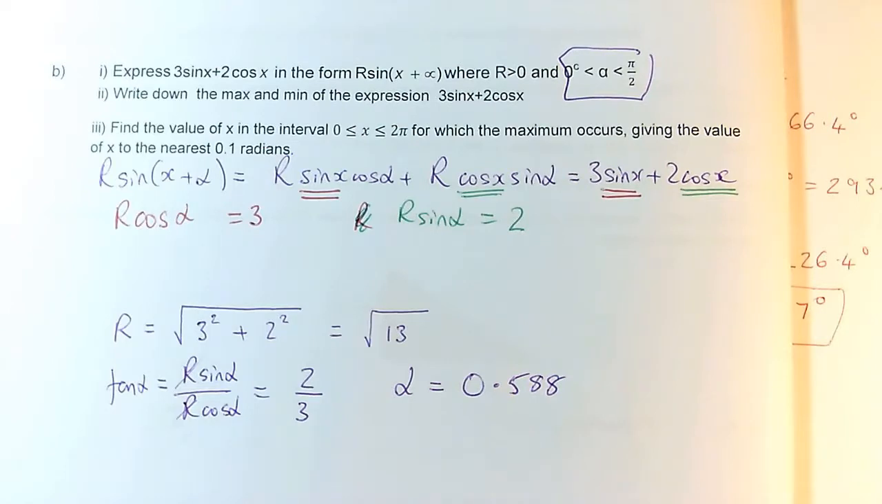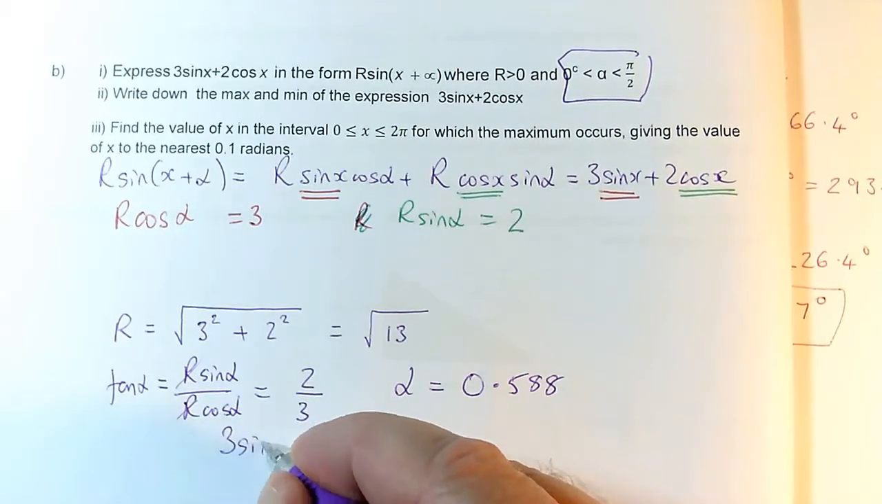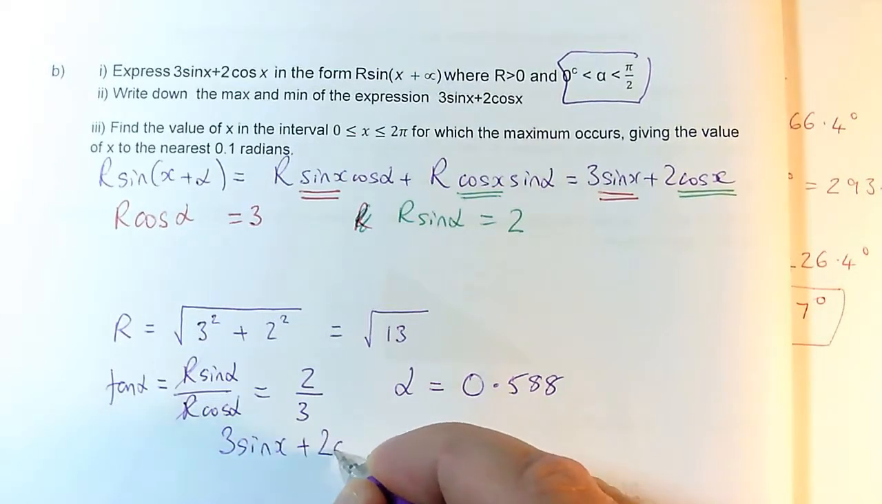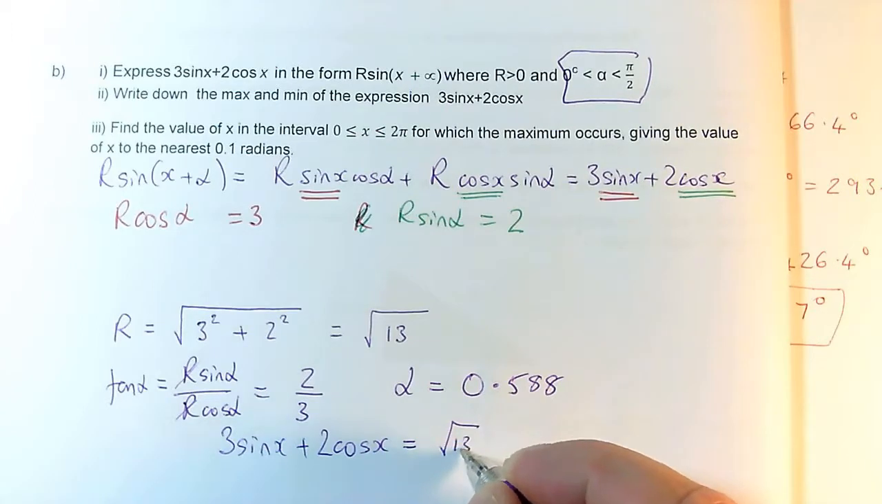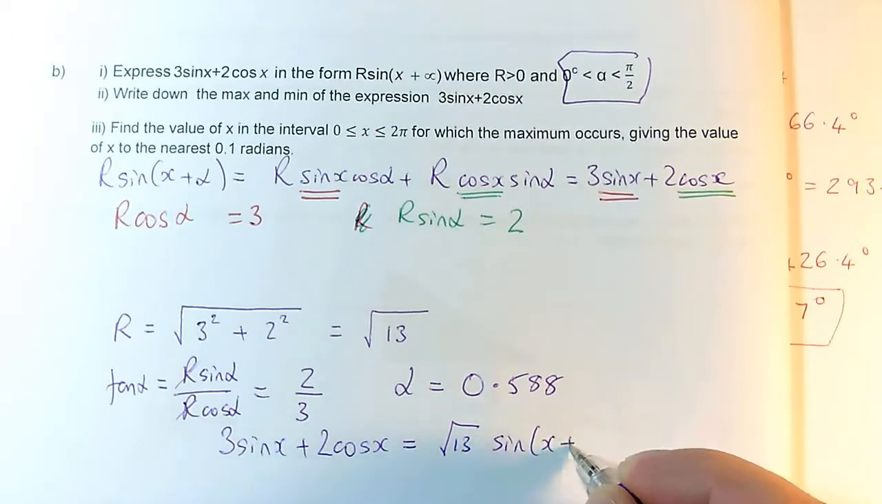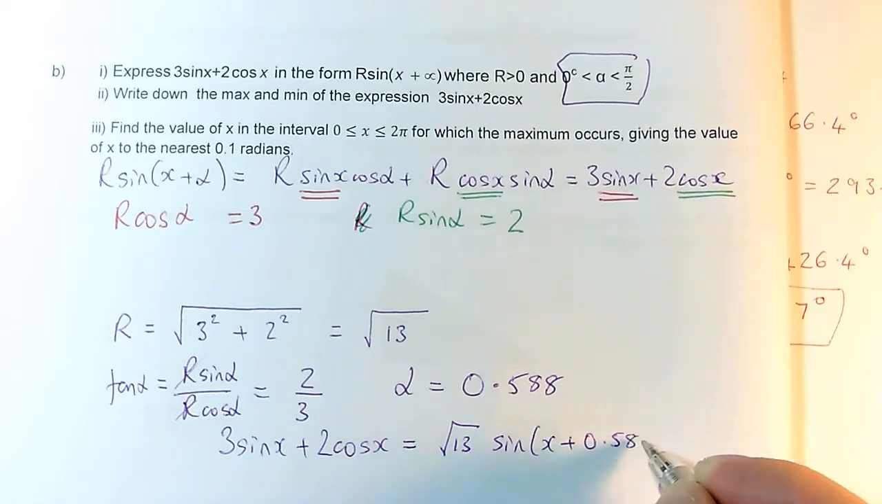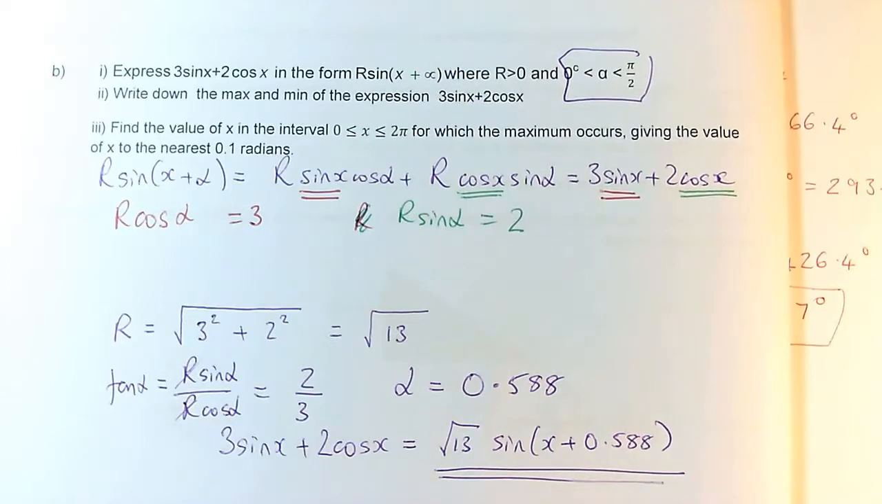Have I finished? Just about, but I should actually say what I found. So 3 sine of x plus 2 cos of x equals r, which is root 13, times sine of brackets x plus 0.588 radians. And that is my answer.